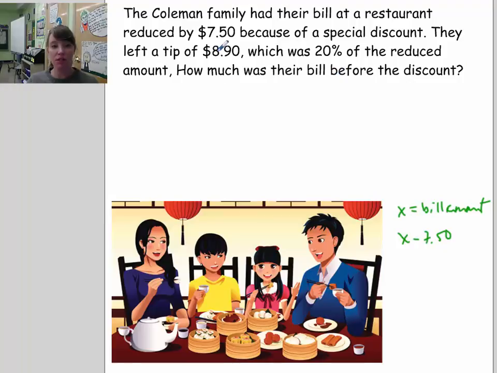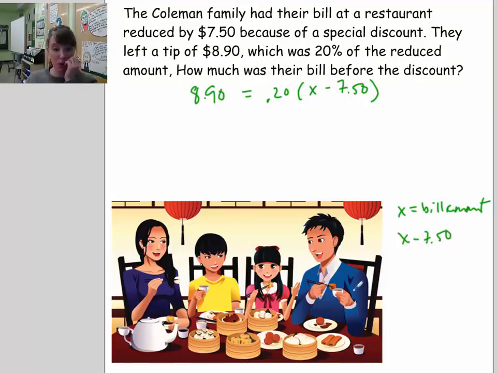They left a tip of $8.90, which was 20% of the reduced amount. How much was their bill before the discount? Okay, well, there's an equation here. $8.90 is 20% of their, not the original bill, the reduced bill, which we said was X minus $7.50. Okay, so let's just go through this. 20% of what they paid was $8.90.